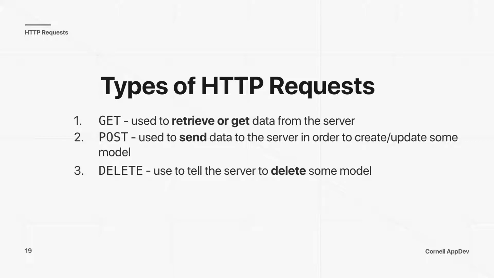And then the third type is a DELETE request, which is what we use to tell the server to delete some model. So say I made a really, really embarrassing post on Facebook 4 years ago and people are finding it and I want to delete it. I could just send a delete request to my database to tell the database to get rid of that post. Does anyone have any questions about HTTP requests?